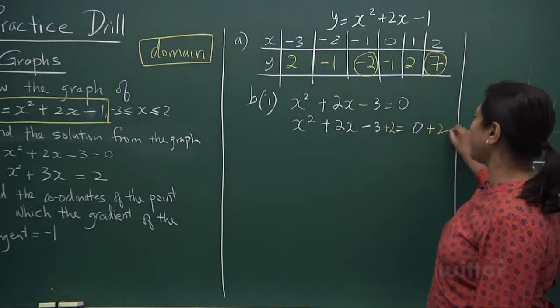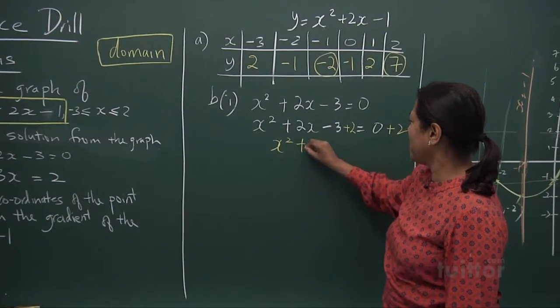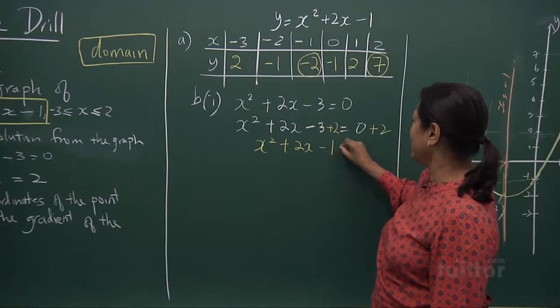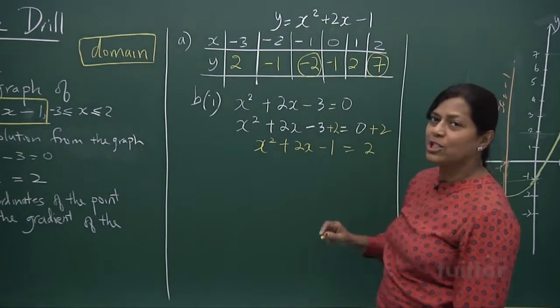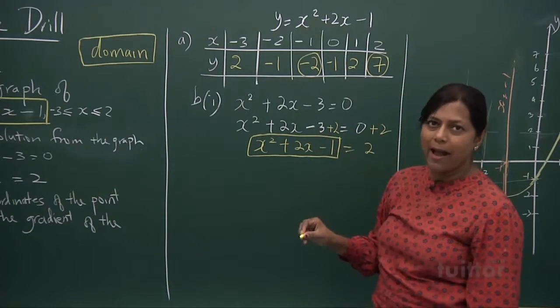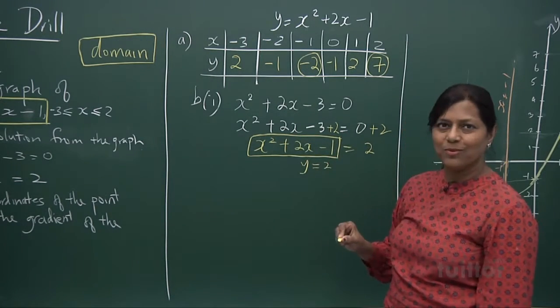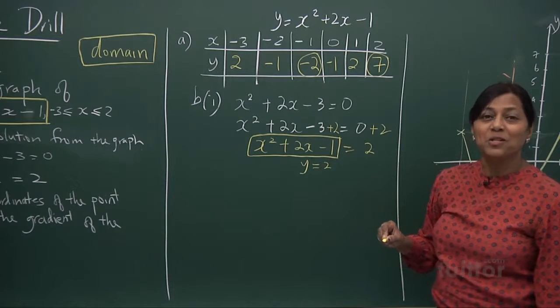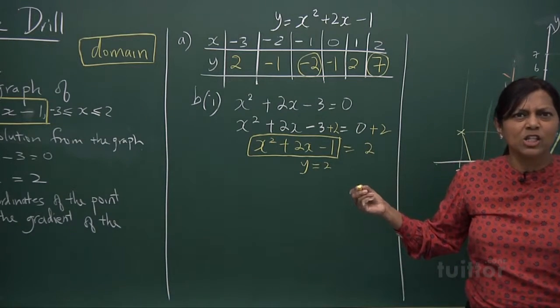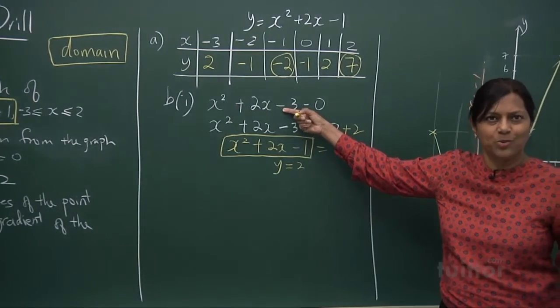So you add a plus 2. So what you get is x squared plus 2x minus 1 is equal to 2. This is none other than y. Your y is equal to 2. My dear, what do you do next? Y is 2.